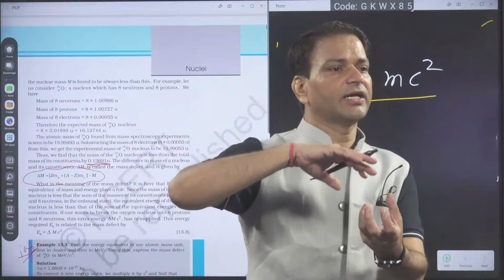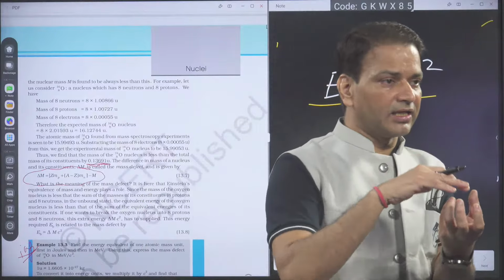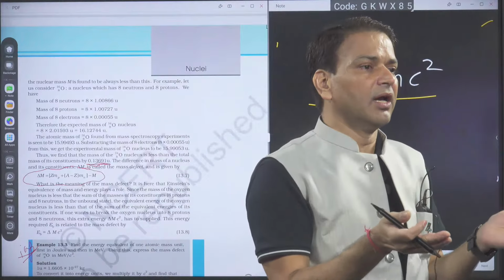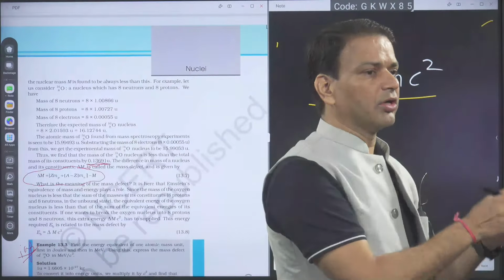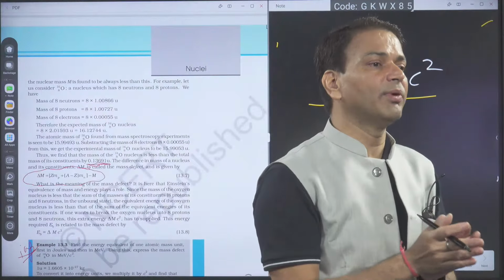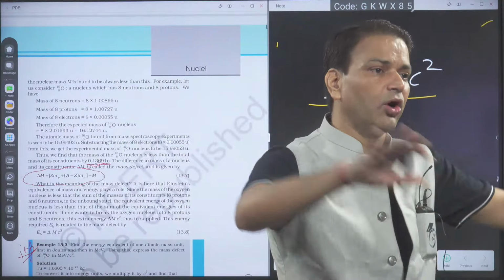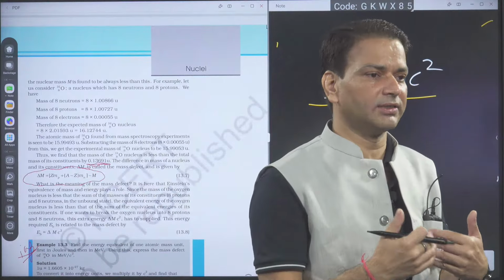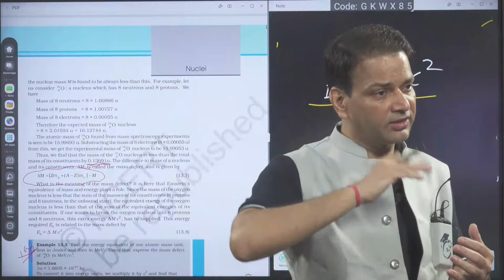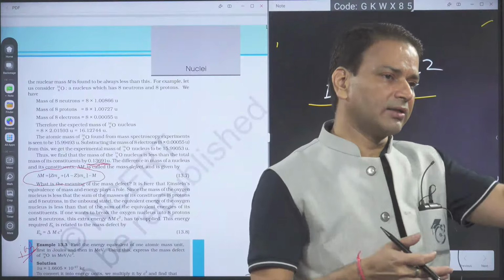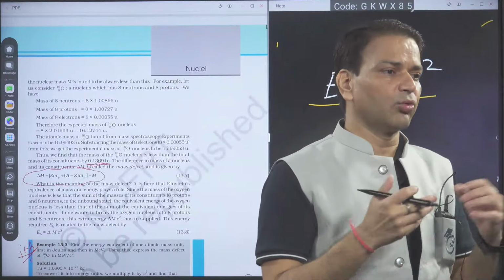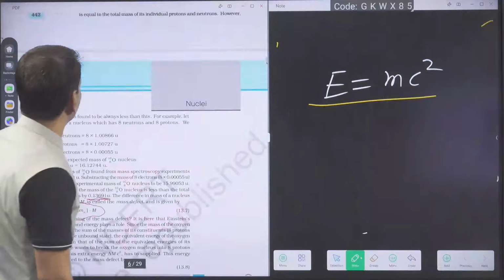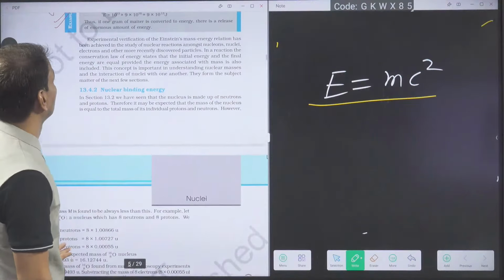Another way we can define the binding energy is the energy required to isolate all the nucleons. Suppose in a nucleus we have 10 neutrons and 10 protons. How much energy is required to isolate all the 10 neutrons and 10 protons? That is equal to the binding energy. So binding energy is the energy released in the formation of the nucleus, or we can say the energy required to isolate all the nucleons. That has been given as the definition here also.